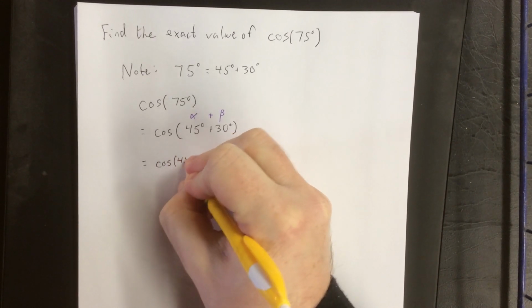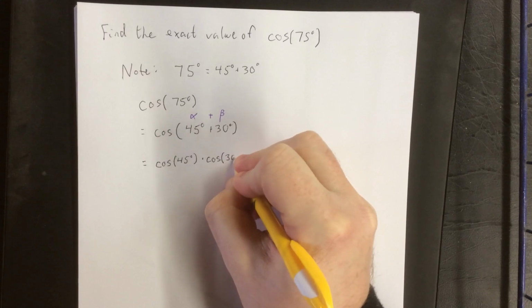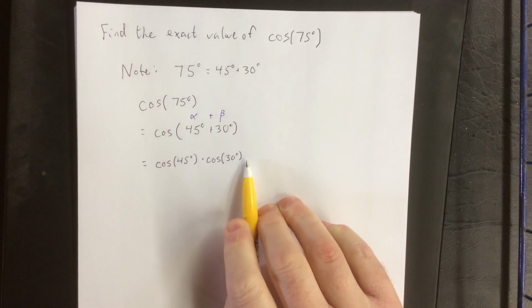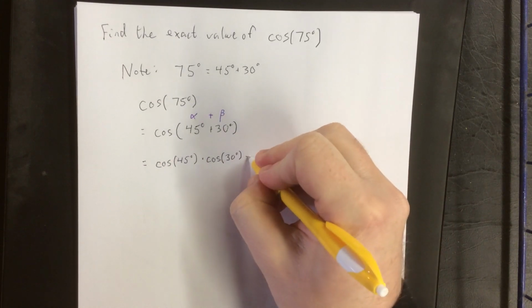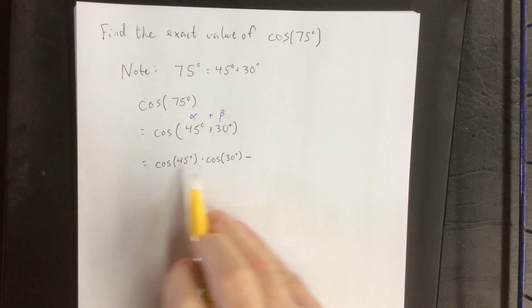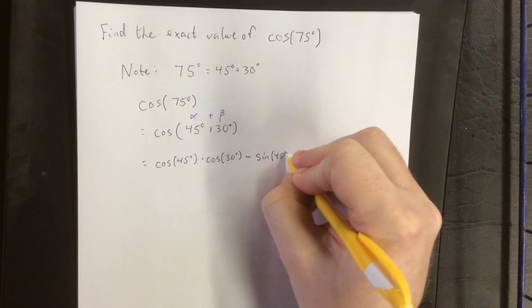Second thing that gets copied down is always cosine of beta. What's next will either be a plus or a minus. Cosine is contrary, so that'll be a minus. And since we've already used both cosines, the next two things I'm going to copy down will both be sines.